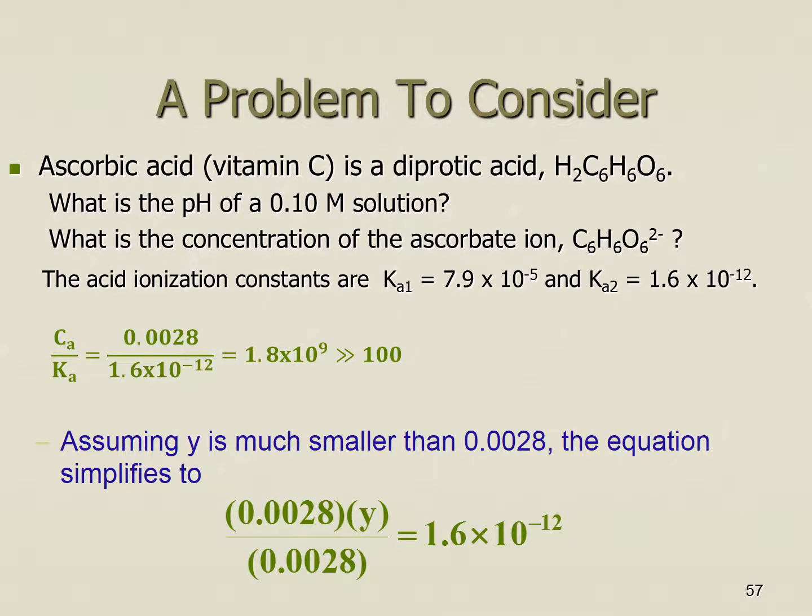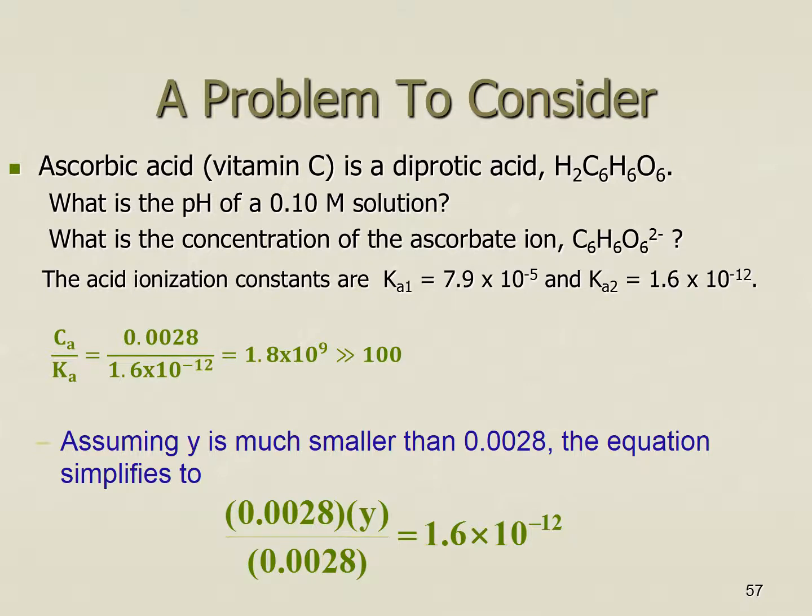CA over KA gives us 1.8 times 10 to the 9th. So that is quite a bit bigger than 100. So in fact, Y is going to be much, much smaller than 0.0028, which is sort of what we predicted from the beginning. So since Y is so much smaller than 0.0028, we can ignore it when subtracting it. We can also ignore it when adding it. So Y gets omitted from the plus on the top and from the minus Y on the bottom. So you can see 0.0028 times Y divided by 0.0028.